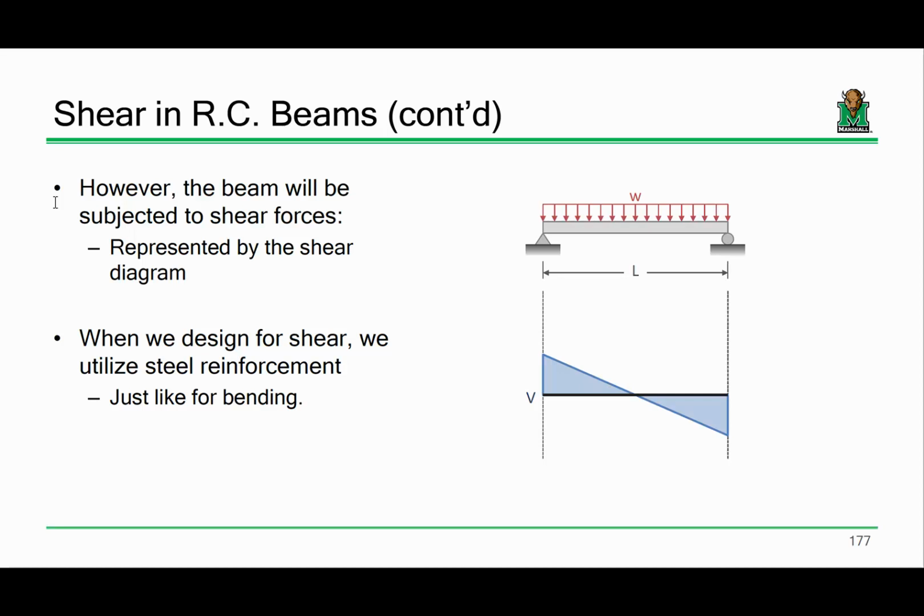Recall that if you had a simply supported beam with a uniformly distributed load, the shear diagram would look something like this. You'd start off at the left end of the beam, you would go up so much for your reaction, and then you have a distributed load. So if you recall, distributed loads go down in a sloped fashion down to the right support and then go back up to 0. Just like with moment, we have to provide reinforcement inside a reinforced concrete beam for shear, and we do that through the use of stirrups.